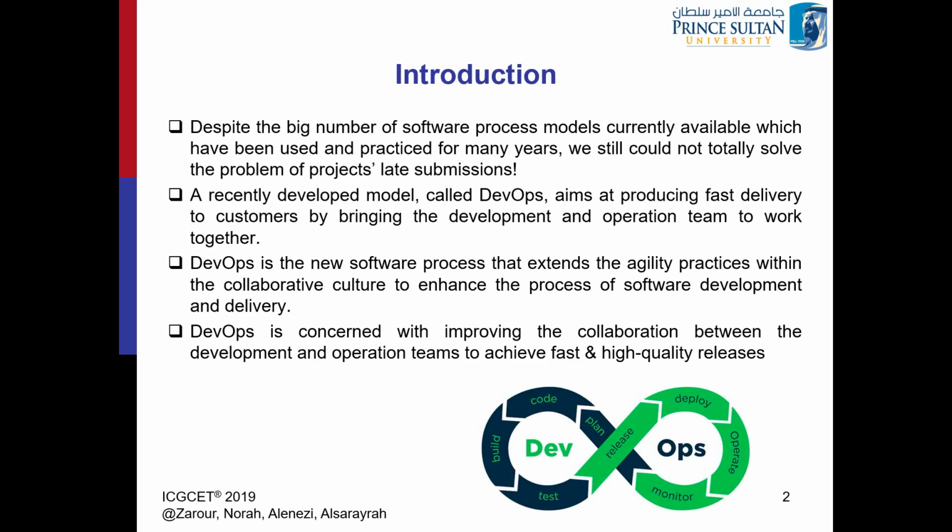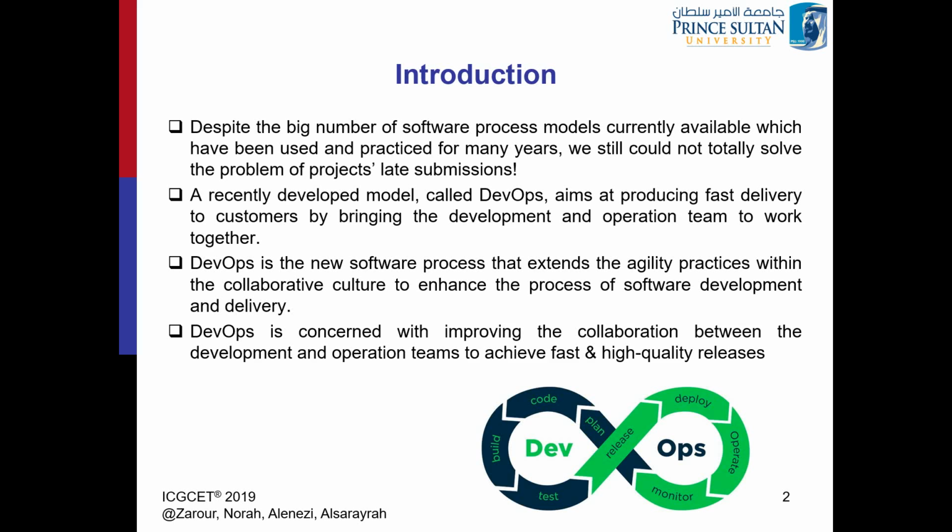Now, despite the big number of software process models currently available, which have been used and practiced for many years, we still couldn't totally solve the problem of projects' late submissions. And recently, a developed model called DevOps aims to produce fast delivery to customers by bringing together the development and operation teams to work. DevOps is a new software process that extends the agility of practices within a collaborative culture to enhance the process of software development and delivery.